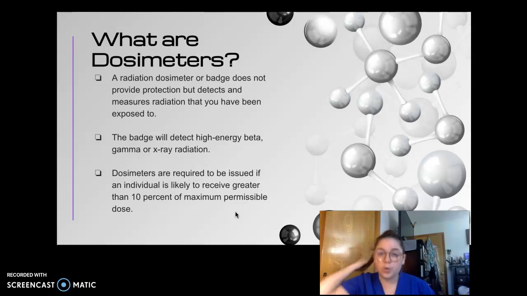So now that we know what we're allowed to be exposed to, let's discuss some ways that we can protect ourselves and monitor what we're being exposed to, which is where dosimeters come in. A dosimeter is a badge that does not protect us, but it does monitor what we're being exposed to. So the badge will detect high energy beta, gamma, and X-ray radiation. Dosimeters are required for any individual who will receive 10% of their maximal predictable dose, which is that 50 millisieverts that we were talking about.